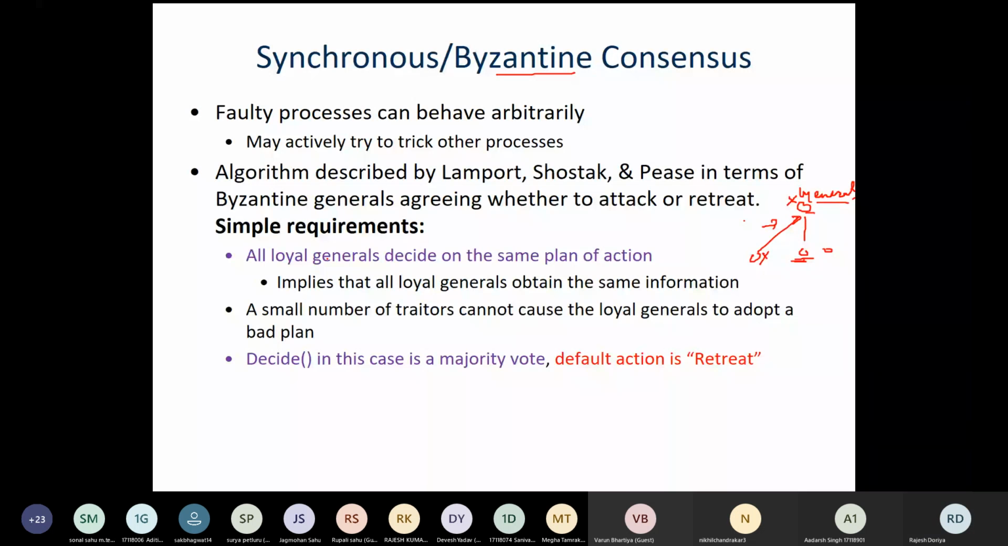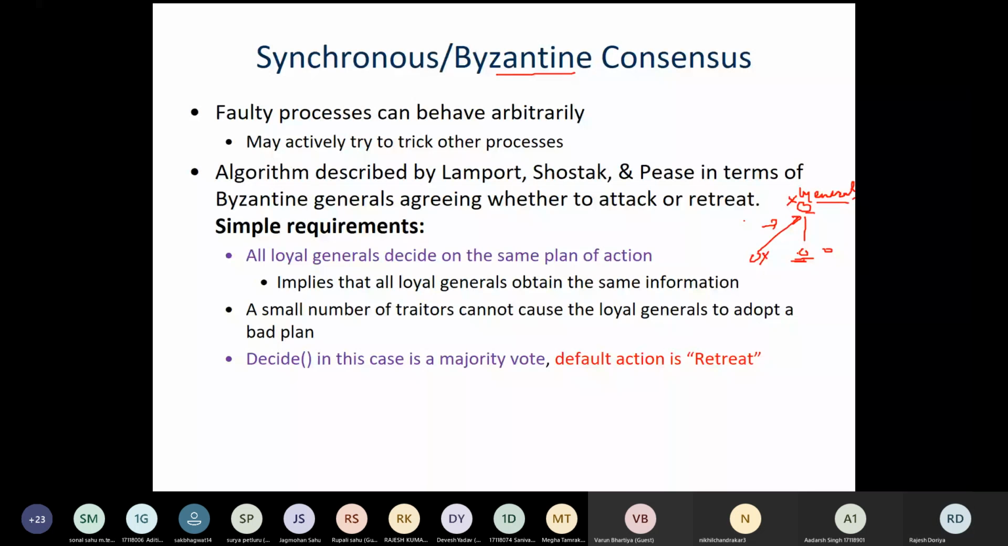As discussed, all loyal generals decide on some plan of action, right? Apart from that, it implies that all loyal generals obtain the same information, and a small number of traitors cannot cause the loyal generals to adopt a bad plan. So we are assuming that some bad traitors are there, or in other words, that some of the processes may crash or fail.